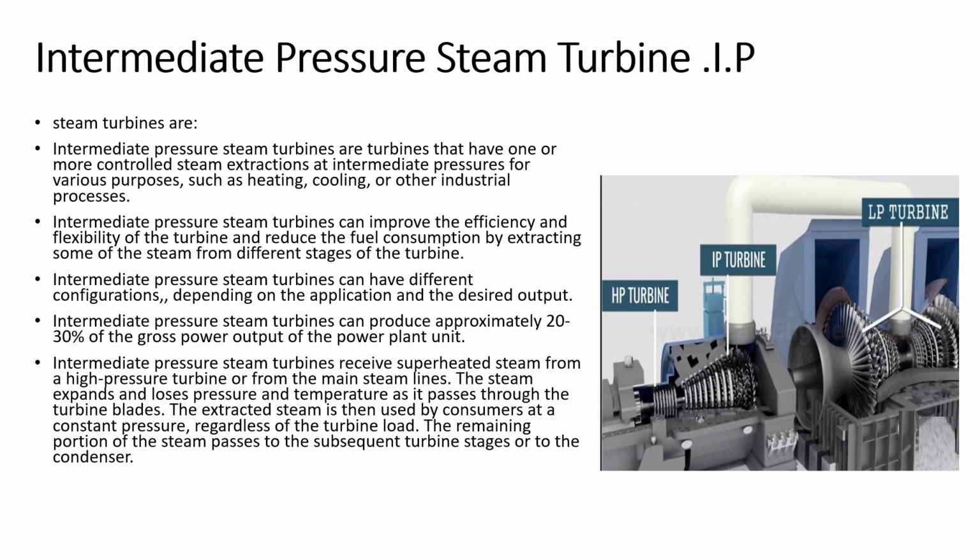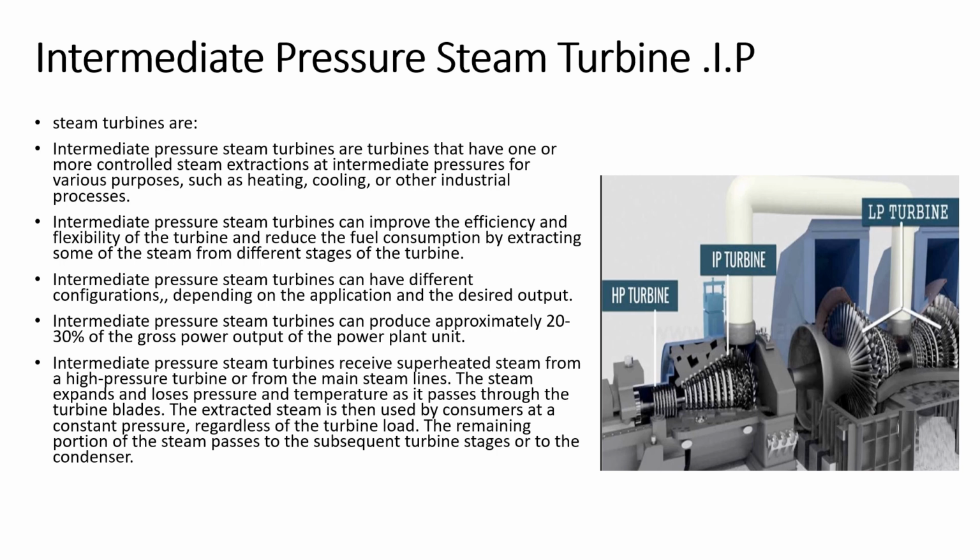Intermediate pressure steam turbines are turbines that have one or more controlled steam extractions at intermediate pressures for various purposes, such as heating, cooling, or other industrial processes. Intermediate pressure steam turbines can improve the efficiency and flexibility of the turbine and reduce the fuel consumption by extracting some of the steam from different stages of the turbine. They can have different configurations, depending on the application and the desired output. They can produce approximately 20 to 30% of the gross power output of the power plant unit.